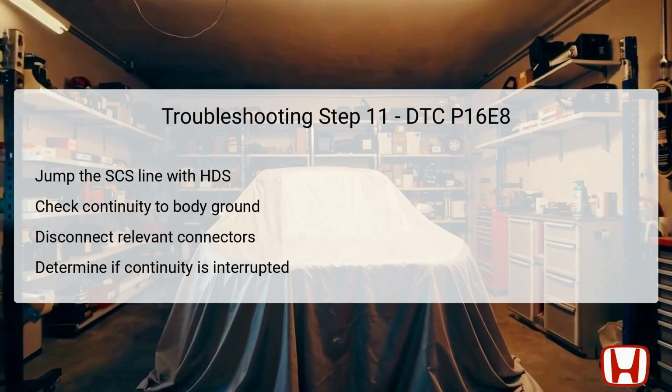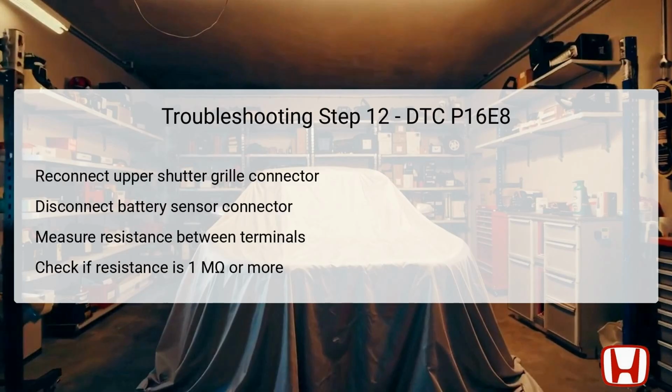Measuring continuity is pivotal to ascertain if any disconnection initiates a break in the circuit. If continuity ceases upon disconnecting a particular connector, it indicates that the investigated LIN wire remains intact. Thus, that specific component should be replaced. If continuity is maintained, this test confirms the presence of a short between the components within the wiring network that necessitates further repairs. Step 12 re-engages the upper shutter grille 4P connector, ensuring the circuit is restored through further evaluation.